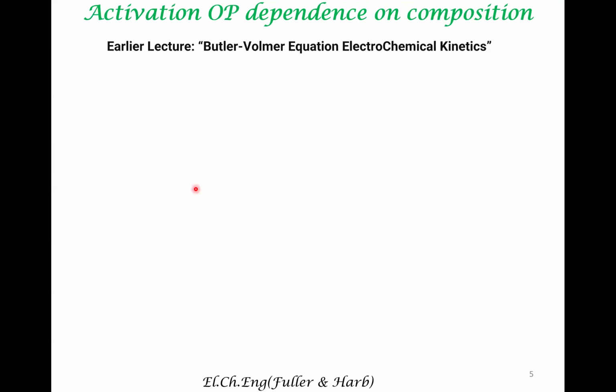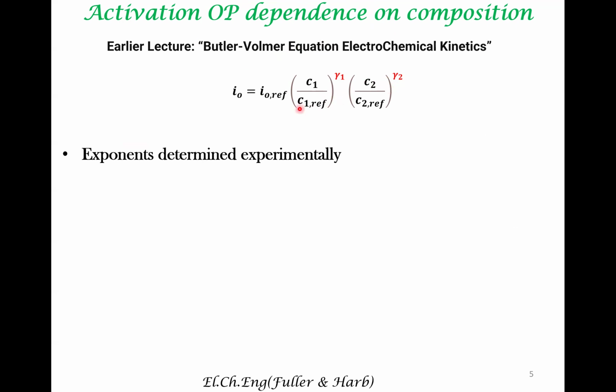So moving on from temperature to composition, we had looked at the compositional dependence of the exchange current density. Most of the time, we are looking at a multi-step, multi-electron transfer reaction. So these coefficients, which are elaborated in this lecture, have to be obtained from experiments. So these exponents are determined experimentally.